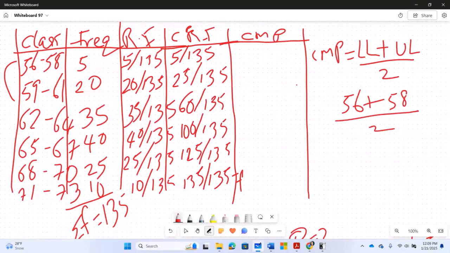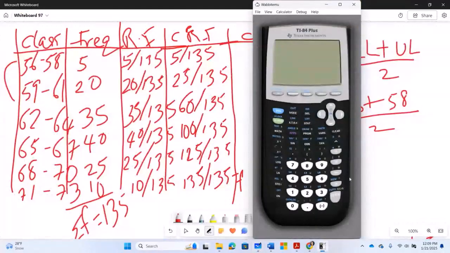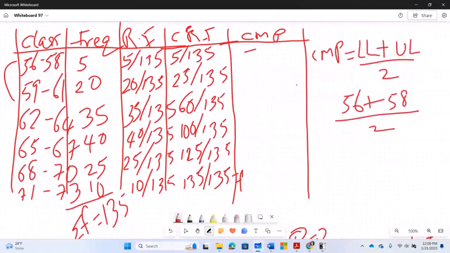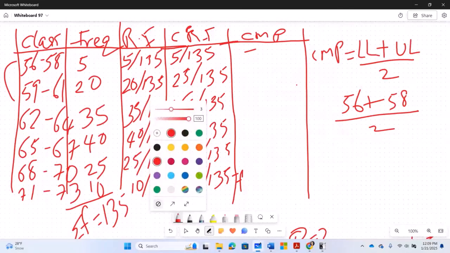If I get my calculator, just to avoid making mistakes, 56 plus 58, I got a number, divided by 2. So the class midpoint of the first class is 57. That's all we need. So that is 57. The class midpoint of the first class is 57.